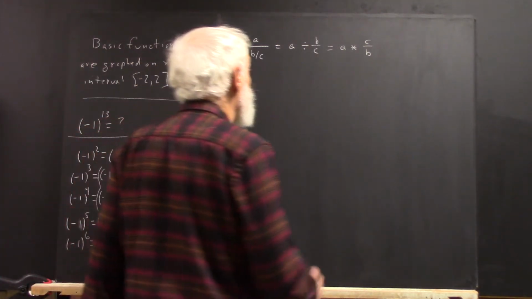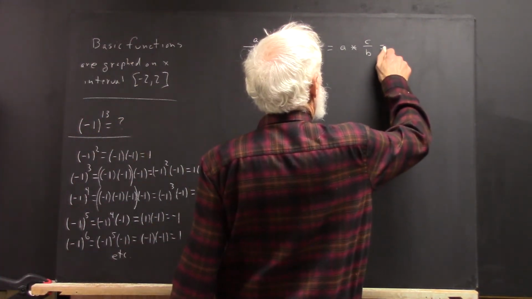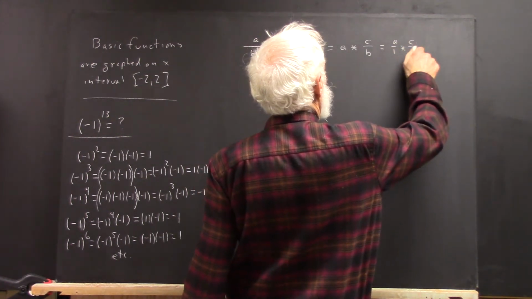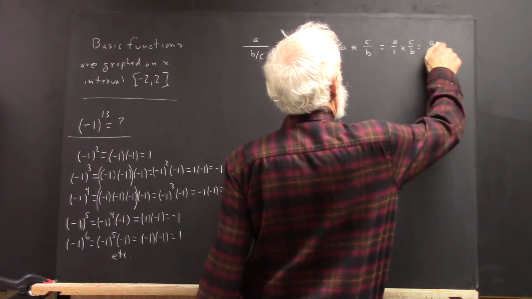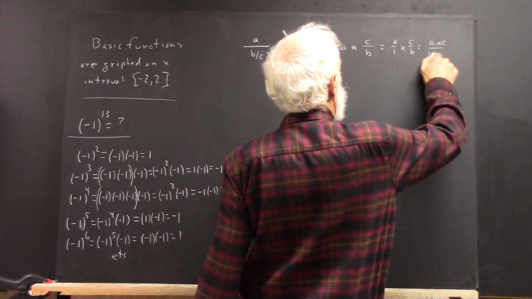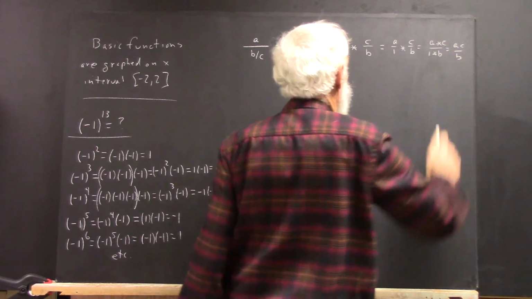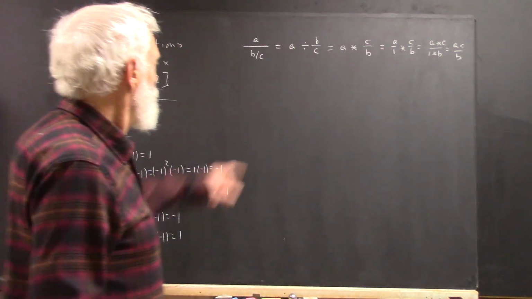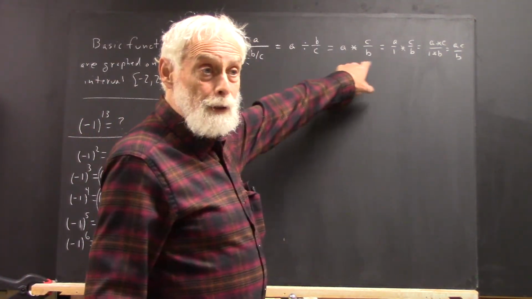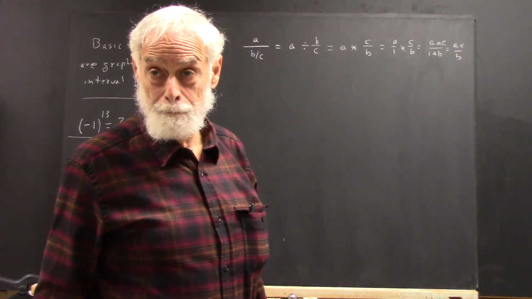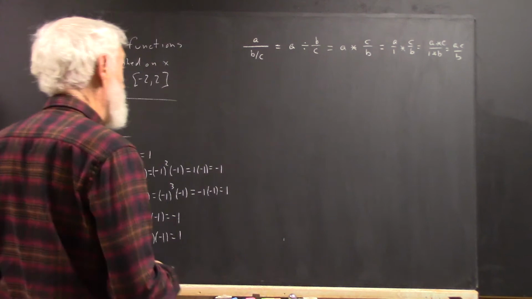Okay? And that equals, well, that's A over 1 times C over B, which is A times C over 1 times B, which is AC over B. Once you get to this step, the rest of that follows from what we talked about last time. Okay? So review what we talked about last time.